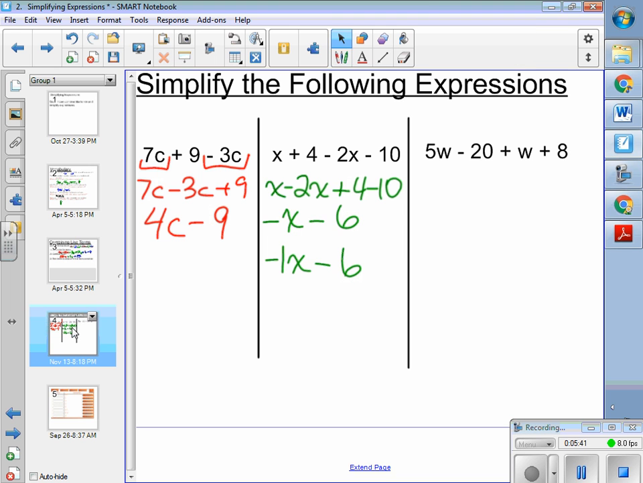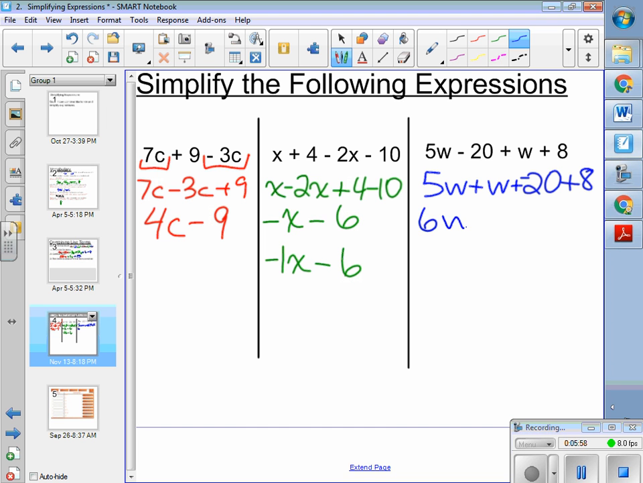All right, our last one. 5w plus w minus 20 plus 8. So keep in mind, this is the same as plus negative 20, right? So 5w plus w is 6w. Negative 20 plus 8 gives us negative 16.